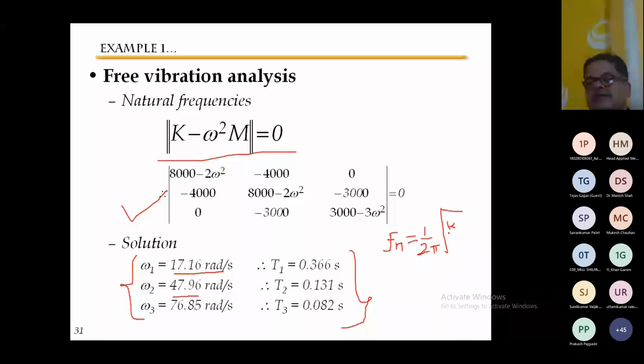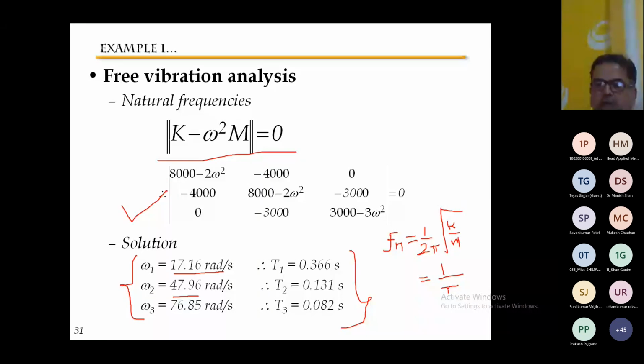Now this is the inverse of the natural period. The natural frequency you can define as the number of cycles of vibration per unit time. And what is the natural period? The natural period is the time required to complete 1 cycle of vibration. So they are inverse of each other.